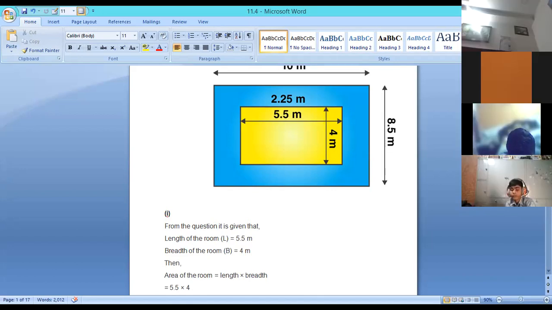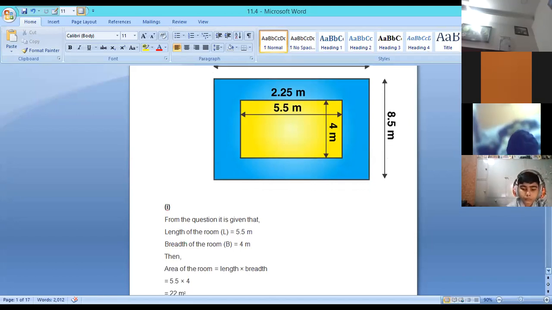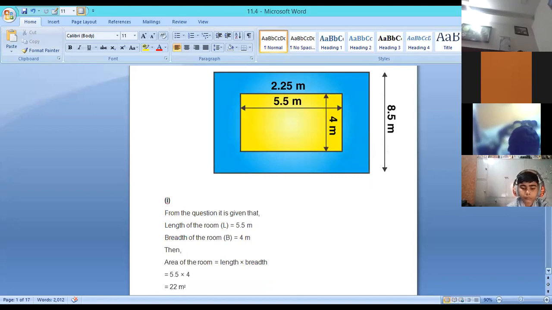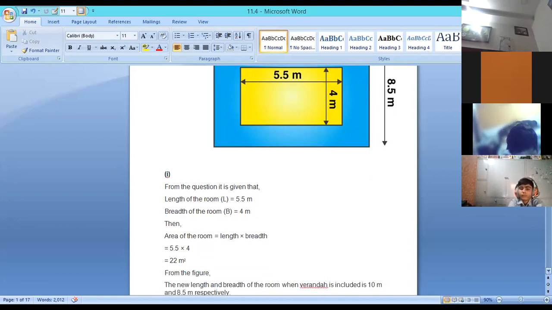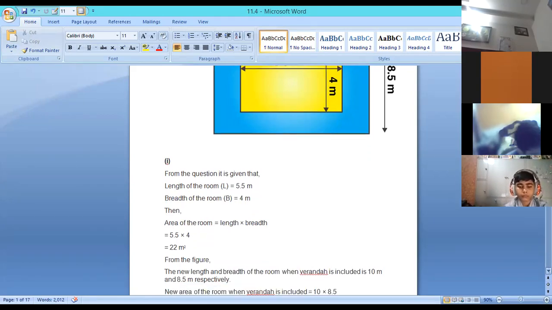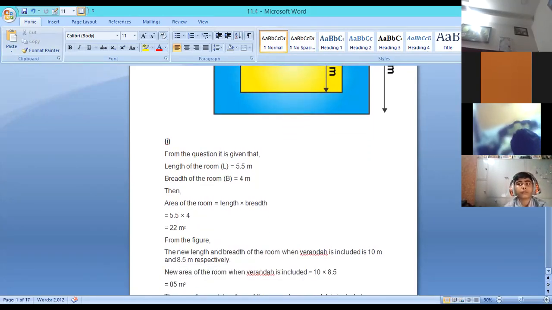Shubh? Yes, Avika, answer is right. 22 meters square. Yes, Rajal, your answer is also right. So area of the room is 22 meters square. Now we'll take out the new length and breadth, which is outside the veranda. That is 8.5 will be multiplied with 10. So you will be getting 85 meters square.